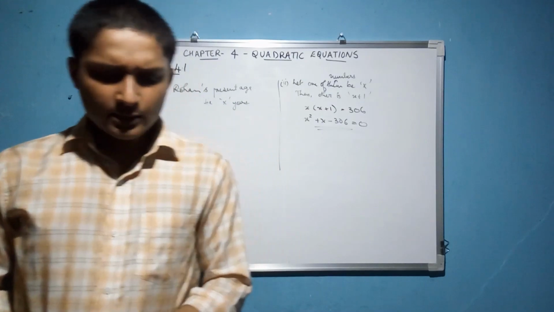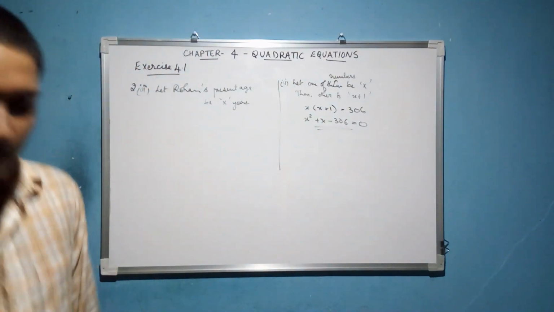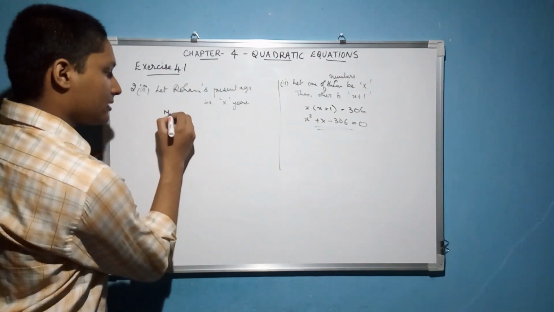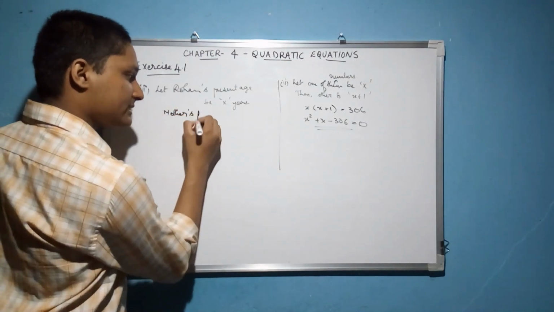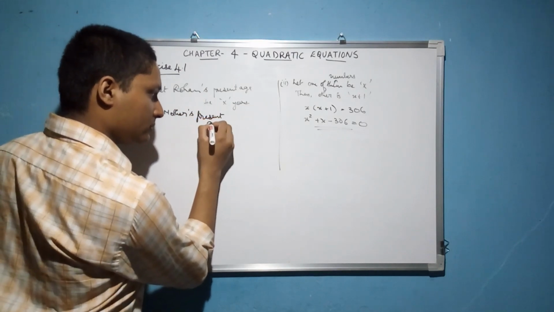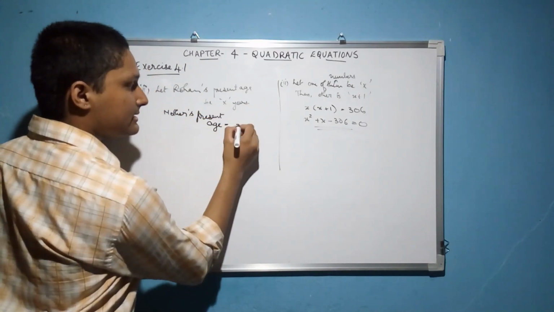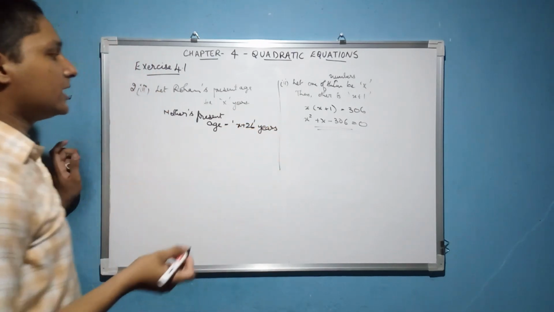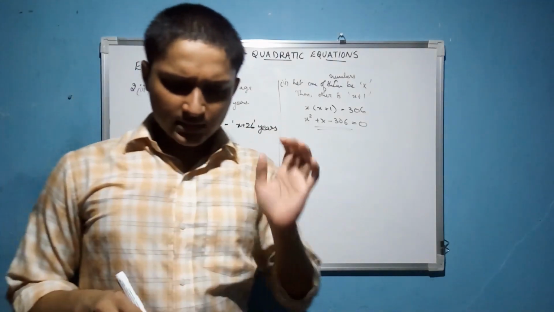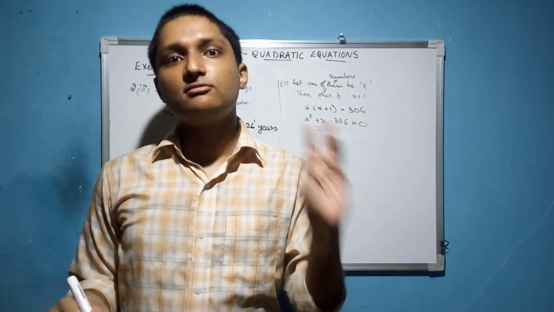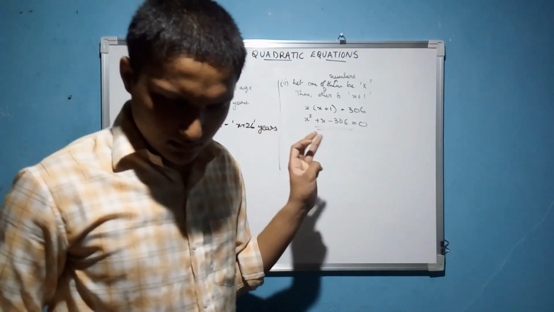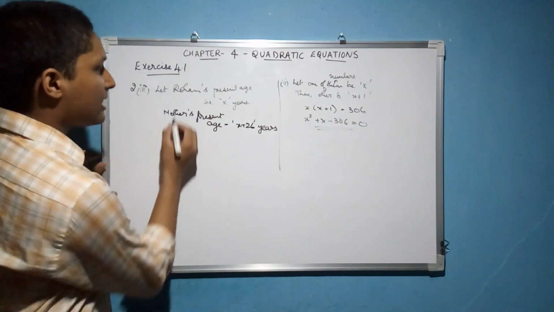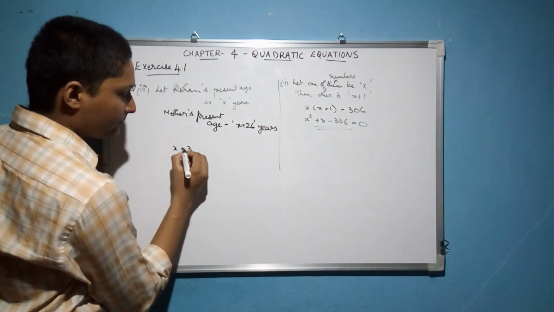Rohan's mother is 26 years older than him. So what is his mother's present age? Therefore mother's present age is going to be 26 more than x, that is x plus 26 years. Okay, this much we found out. The second part of the question says the product of their ages 3 years from now, okay, not before, after. So 3 years after, Rohan's age will become x plus 3.